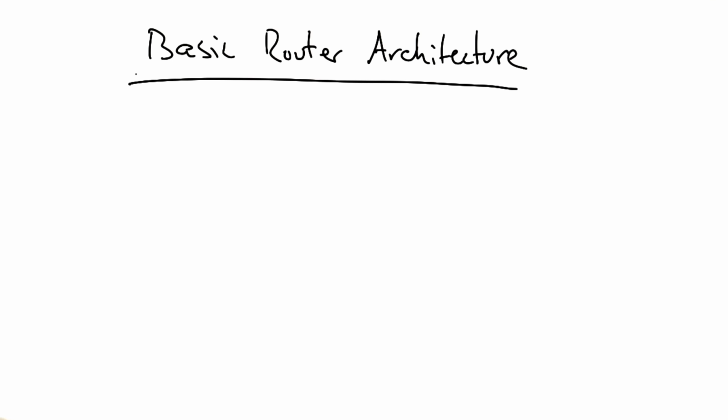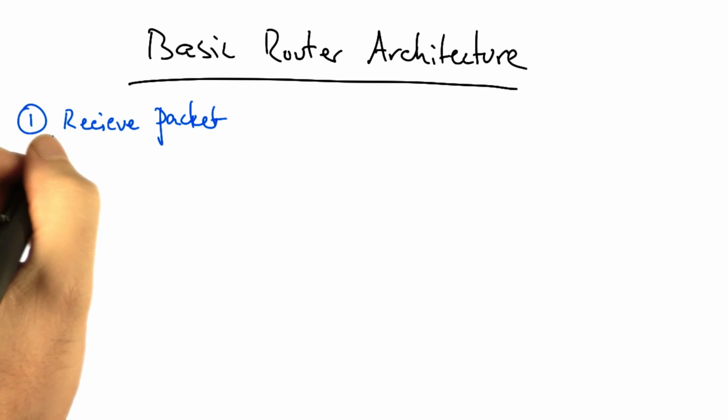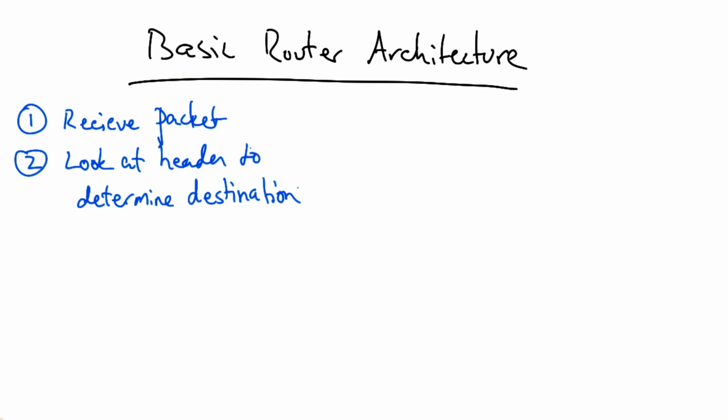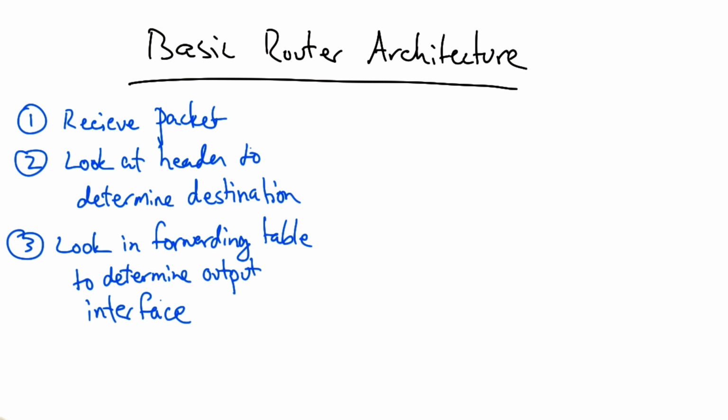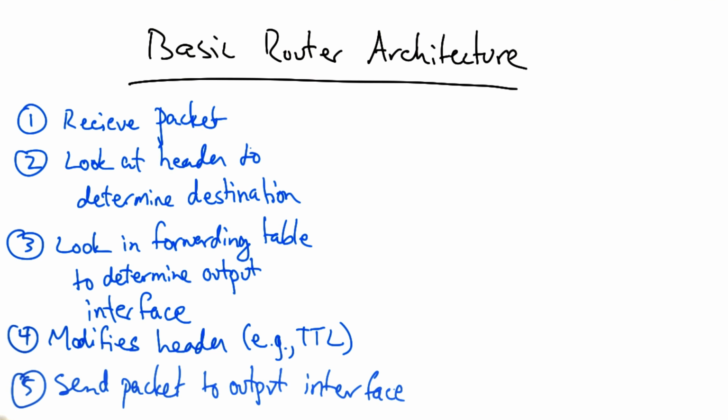Let's take a look at a generic router architecture. As a summary of basic router function, a router receives a packet. It then looks at the packet header to determine the packet's destination. It looks in the forwarding table to determine the appropriate output interface for the packet. It modifies the packet header, such as decrementing the time to live field and updating the IP header checksum appropriately. And finally, it sends the packet to the appropriate output interface.